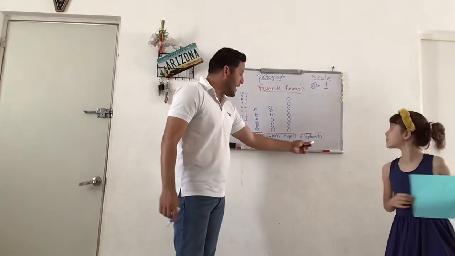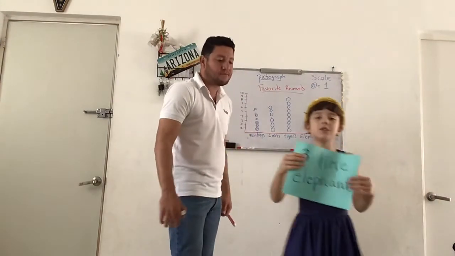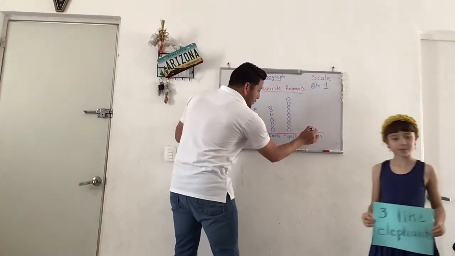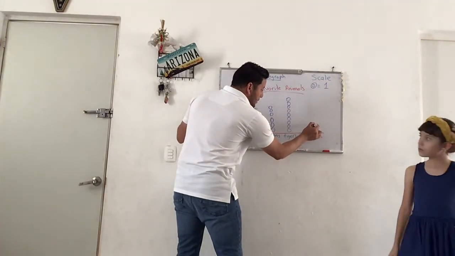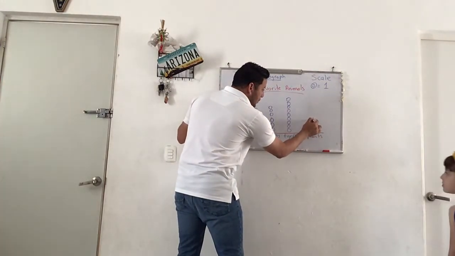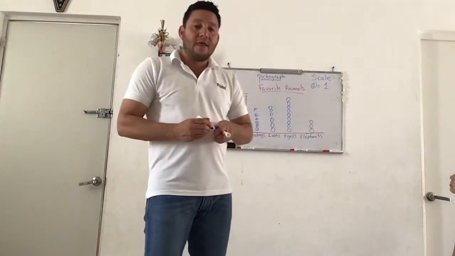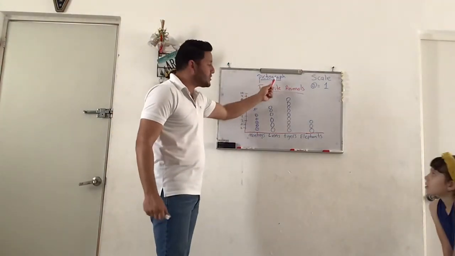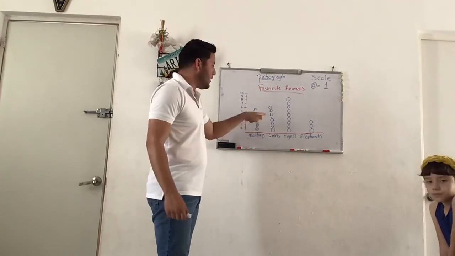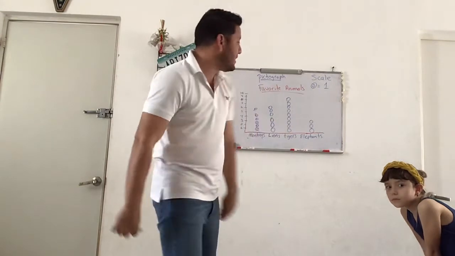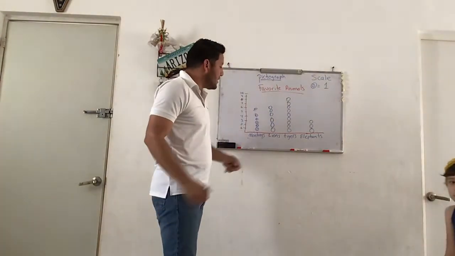And finally, how many students like elephants? 3 like elephants. 3 of them only like elephants. So we go 1, 2, and 3. We go all the way to the 3 mark. Understand? This will be a pictograph. Okay? We use symbols, a smiley face. And we use the survey.